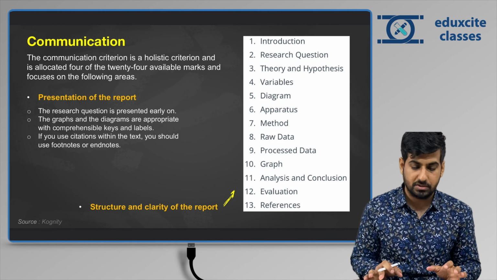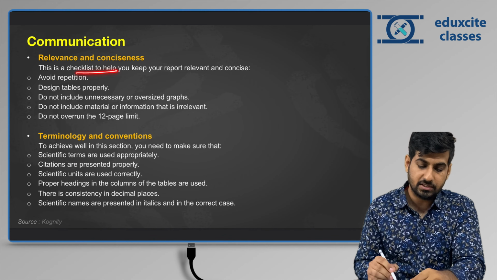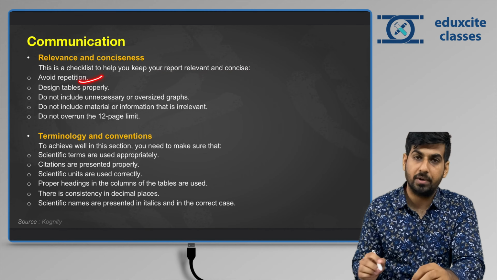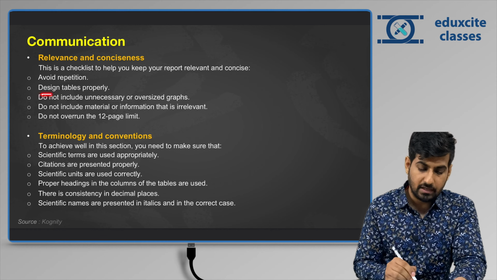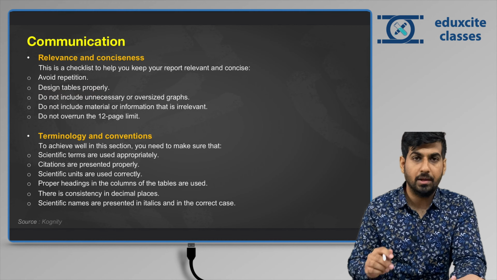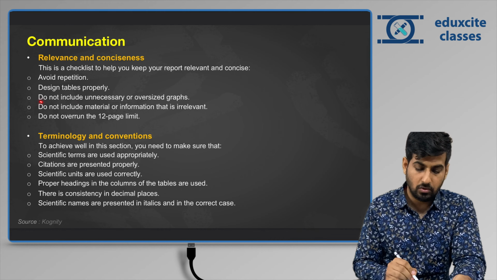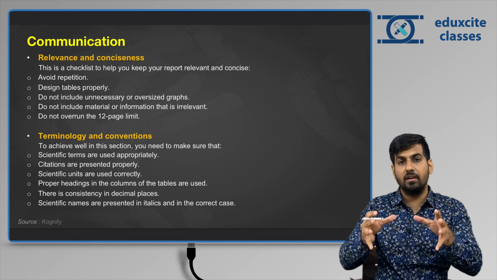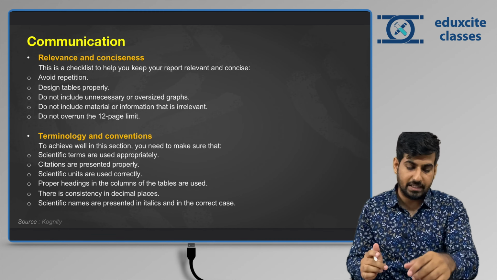Relevance and conciseness: this is the checklist to help you keep your report relevant and concise. Avoid repetition, do not repeat the same thing again and again in your investigation. Design your tables appropriately with column headings and decimal places. Do not include unnecessary or oversized graphs. If you are including different graphs, they should be of the same size and properly aligned.